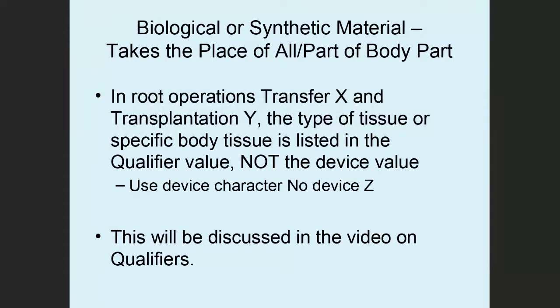In root operation transfer and transplantation, the type of tissue is not listed as a device character, but it's listed in the qualifier character. In the device character, it's no device Z, but then in the qualifier value, it gives the type of body tissue. This will be discussed in the video on qualifiers.